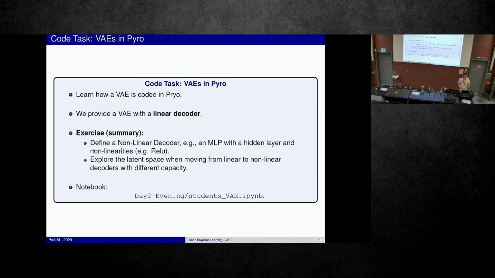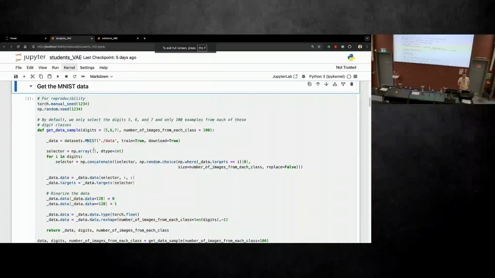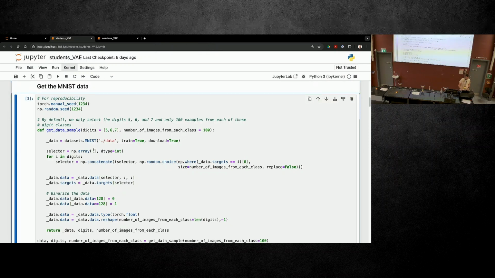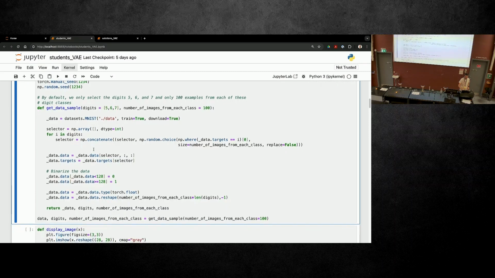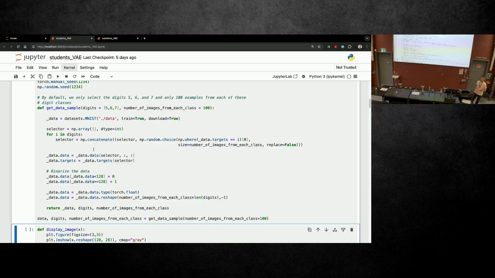So these are some of the things that you should try to explore now for the last exercise session for today. We have a VAE notebook on GitHub for you to play around with. In the first part, we are just getting some data samples. To make things speedy to start with, we are only looking at the digits 5, 6, and 7, and we are looking at 100 samples only.